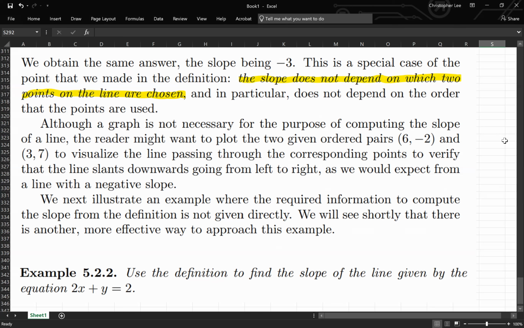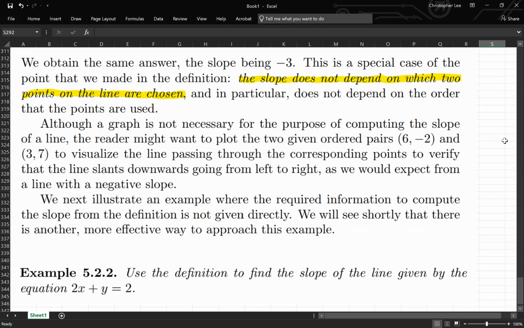Although a graph is not necessarily for the purpose of computing the slope of a line, the reader might want to plot the two given ordered pairs, 6 and -2, for example, and 3 and 7, to visualize the line passing through the corresponding points to verify that the line slants downwards going from left to right, as you would expect from a line with a negative slope.